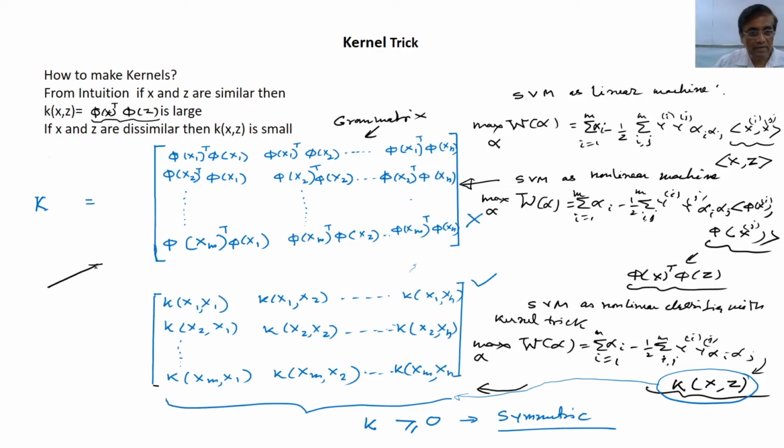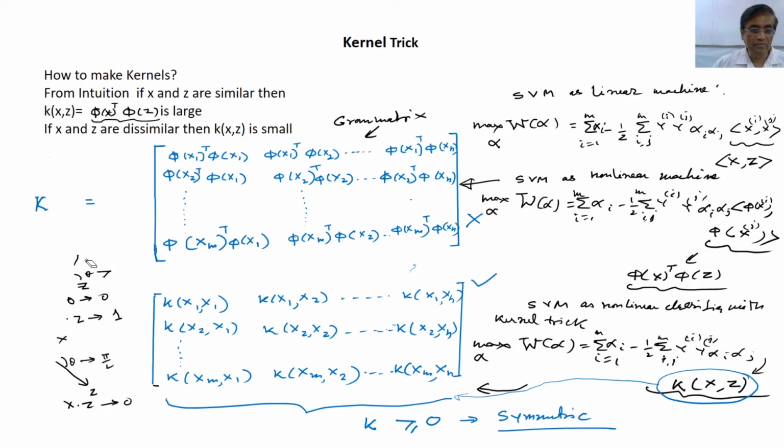Say you have a vector x and another vector z. If the angle between them is small, tending towards 0, then the dot product of x and z will be the maximum, large, it will tend towards 1. On the contrary, if this is my x and this is my z, and the angle theta tends towards pi by 2, then the dot product of x and z will tend towards 0. That is a very small value.